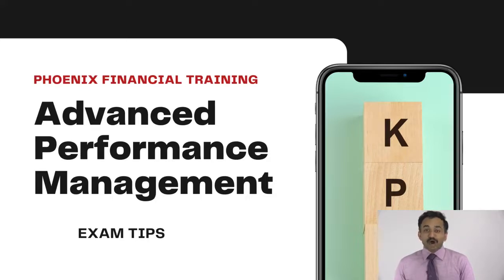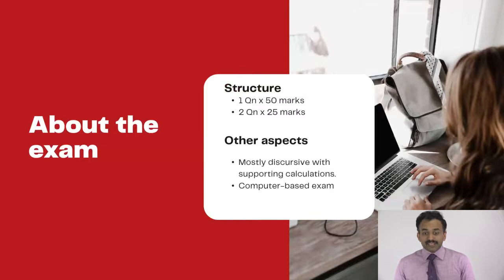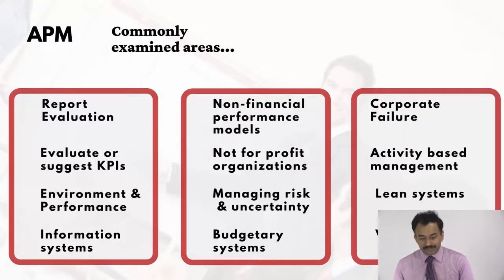to the Advanced Performance Management exam that you will all be attempting in the next few days. The Advanced Performance Management exam has 3 questions, 1 question of 50 marks which includes 4 professional marks and 2 questions of 25 marks. The exam that you will be taking will be computer-based and will largely involve discursive elements with a few supporting calculations, probably in a ratio of 80 to 20. 80% being the proportion of discursive elements and 20% being the numerical content.